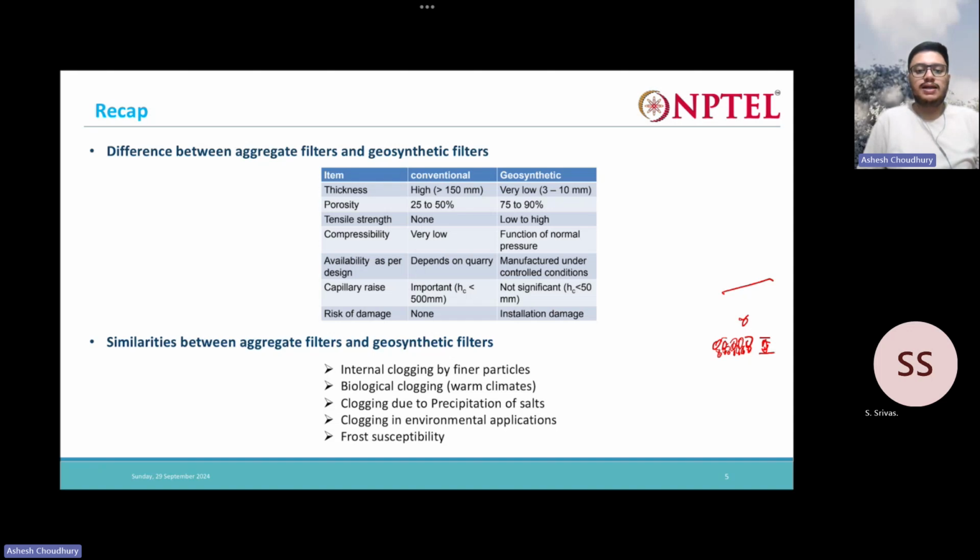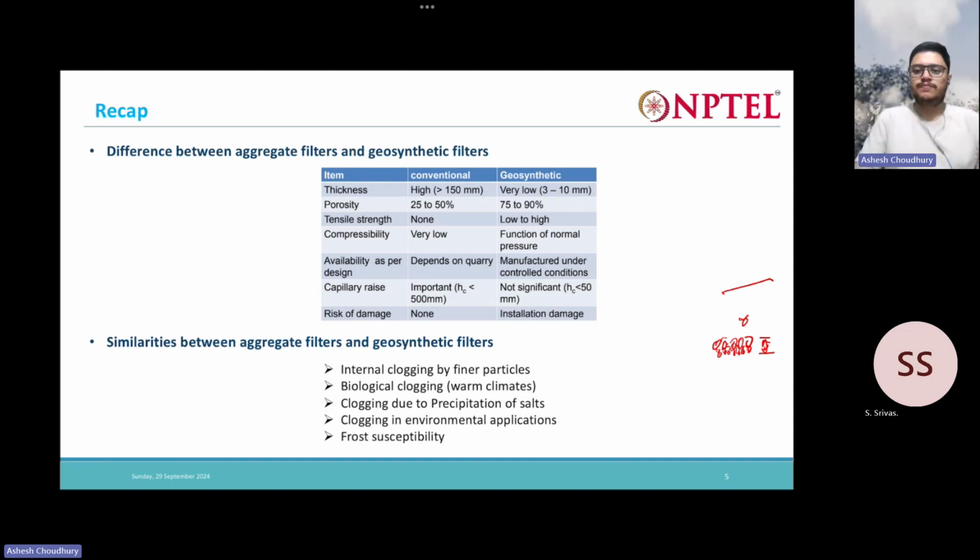Then we have risk of damage. There is no risk of damage in the case of your aggregate filter. But in the case of geosynthetic, as you know, these are very thin, fabric-like structures, so while placing you should be very careful, because if you handle it very roughly, you might get tears, ruptures, or holes. You can damage the geosynthetic, so you should be careful about it. Now these were the differences.